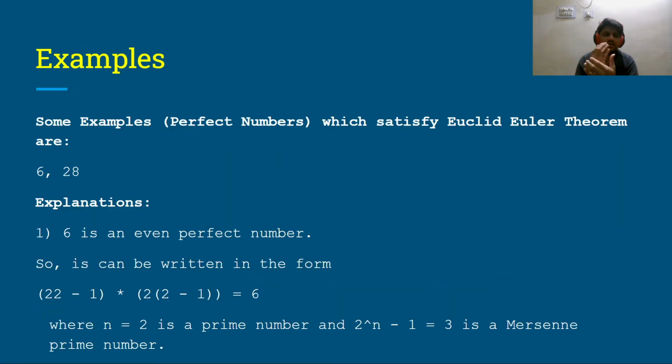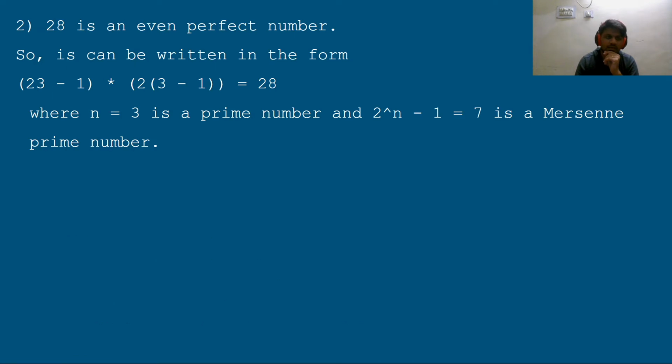For example, we can take 6, which is a perfect number, so it can be written in the form of 2 power n minus 1 times 2 power n minus 1 equal to 6, where n equal to 2 is a prime number and 2 power n minus 1 equal to 3 is a Mersenne prime number. Likewise, we can calculate for 28 also.